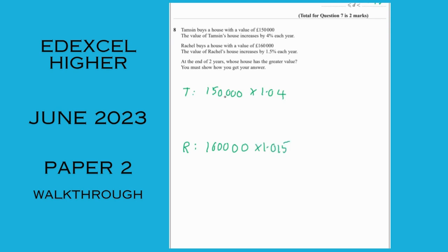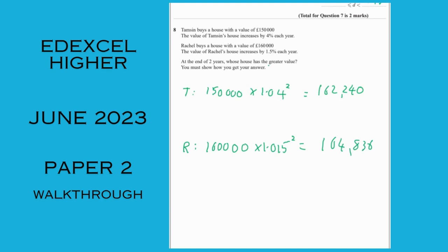At the end of 2 years, so in it goes, and we reach for our calcs. So 150 treble O times 1.04 squared. For Tamsin, I'm getting 162,240. And for Rachel, 160 grand times 1.015 squared. I'm getting 164,836. Always make sure you answer the question.